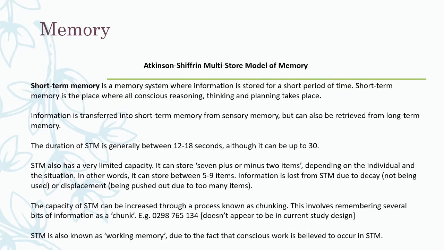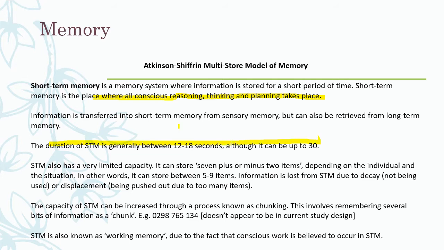So short-term memory is a memory system where information is stored for a short period of time. Short-term memory is where all conscious reasoning, thinking, and planning takes place. This is where you start to work out what is important, what do I need to pay attention to, and what do I need to transfer to long-term memory. So information is transferred to short-term memory from sensory memory, but can also be retrieved from long-term memory. And we'll have a look at that in a couple of minutes. The duration is between 12 and 18 seconds, though it can be up to 30.